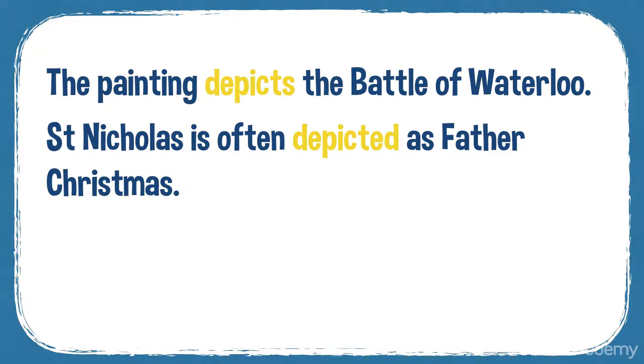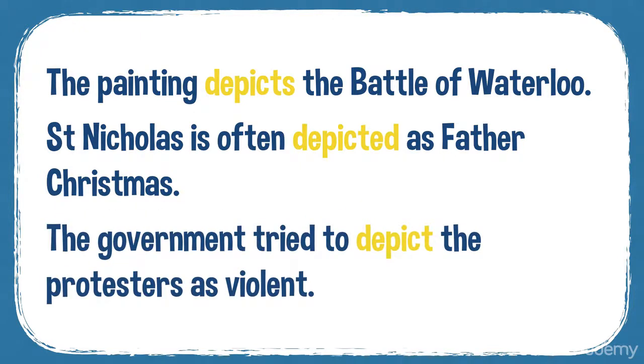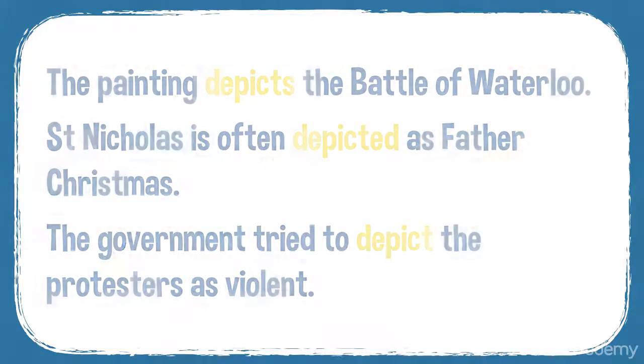And the third sentence is a slightly more general version of the word depict. It's more like describe. The government tried to depict the protesters as violent, so the government didn't like the protesters. They told people they were violent. Another word for this use of depict is characterize. They characterize the protesters as violent.